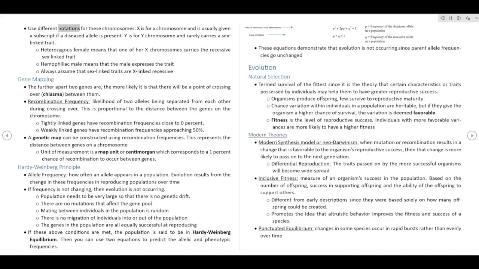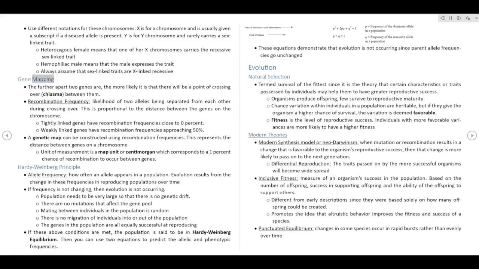We use different notations for these chromosomes. X is for the X chromosome and is usually given a subscript if a diseased allele is present. Y is for the Y chromosome and rarely carries a sex-linked trait. A heterozygous female means that one of her X chromosomes carries the recessive sex-linked trait. A hemophiliac male means that the male expresses the trait. Always assume that sex-linked traits are X-linked recessive.